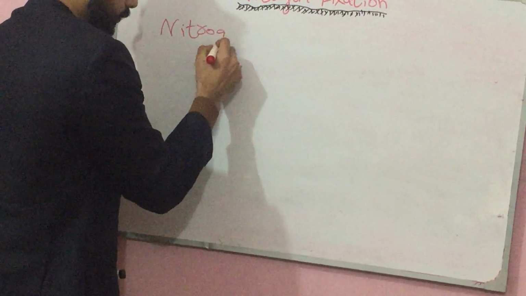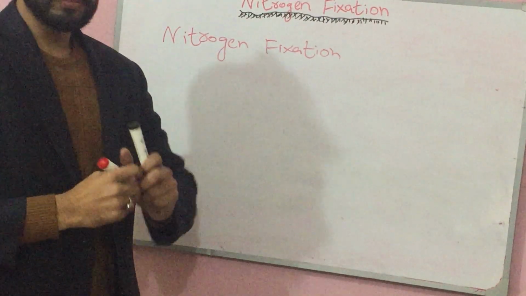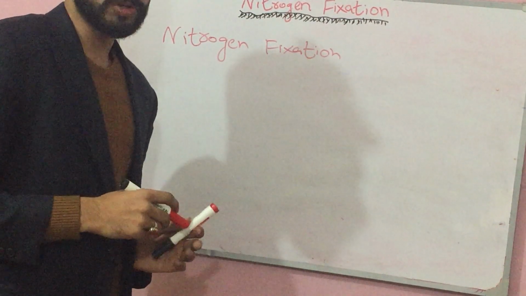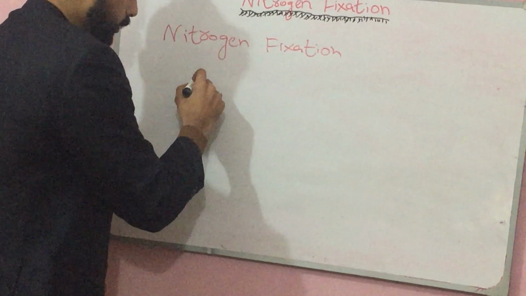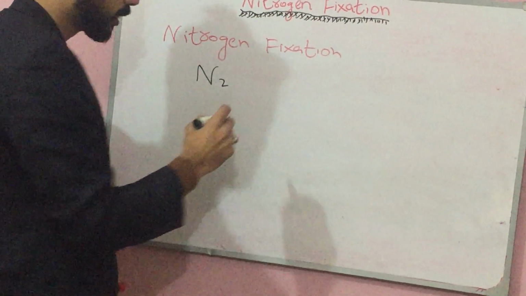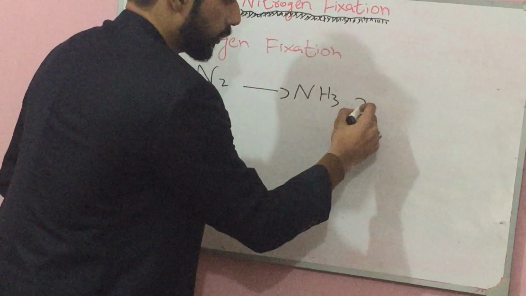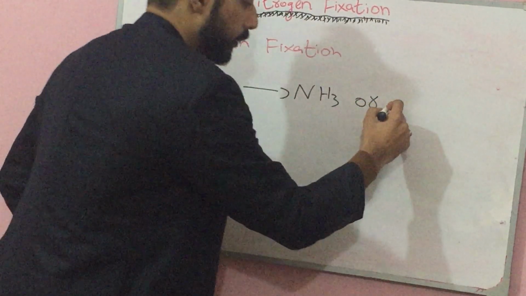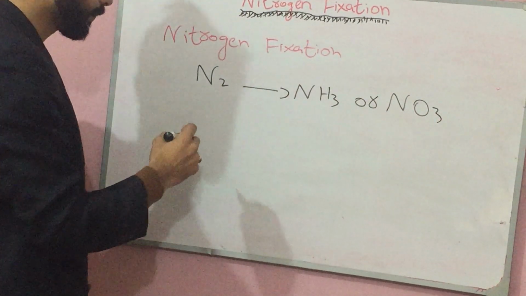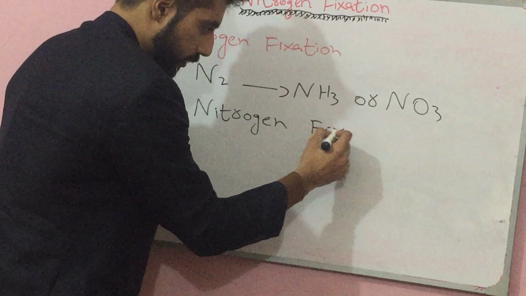Nitrogen fixation: the conversion of molecular nitrogen into ammonia or nitrates is called nitrogen fixation. So what happens? The nitrogen molecule converts into ammonia or nitrates. This process is known as nitrogen fixation.